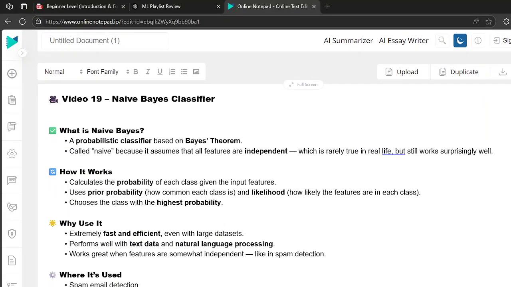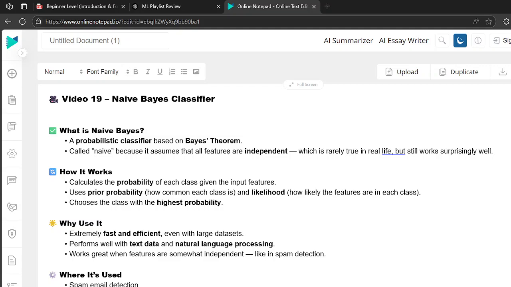For lecture number 19, we will be learning about the naive Bayes classifier. So what is a naive Bayes? It is a probabilistic classifier based on the Bayes theorem. It is called naive because it assumes that all features are independent, right? Which is rarely true in real life, but still works surprisingly well.